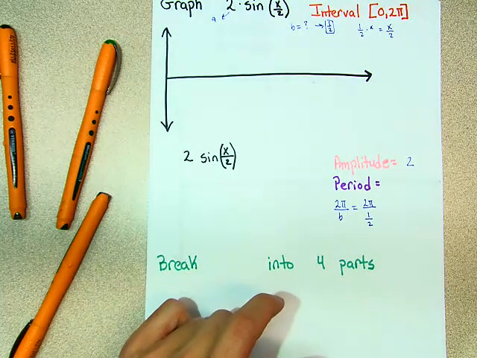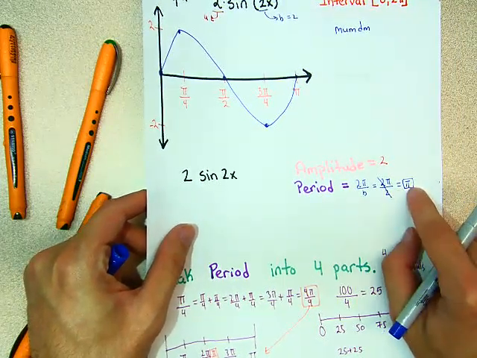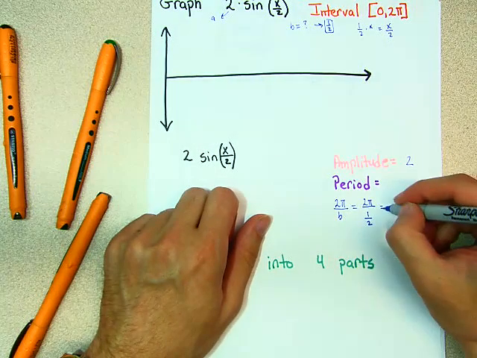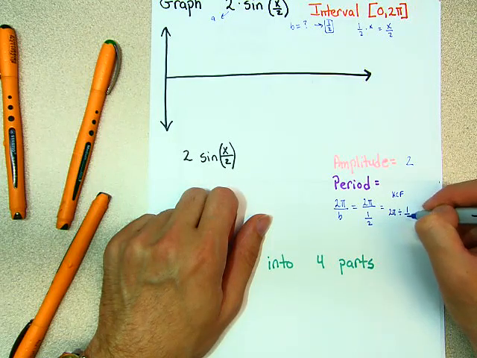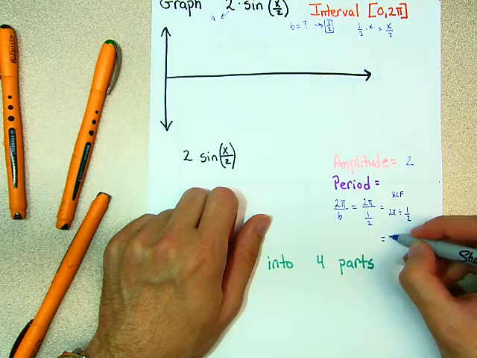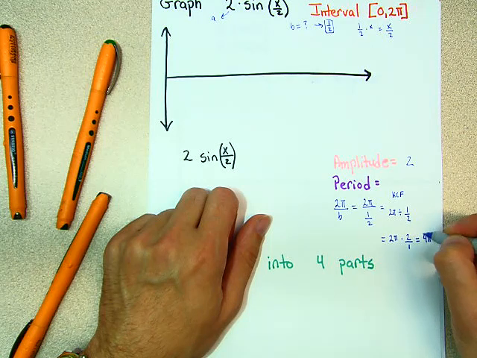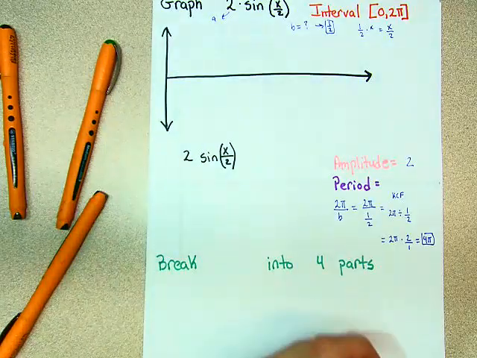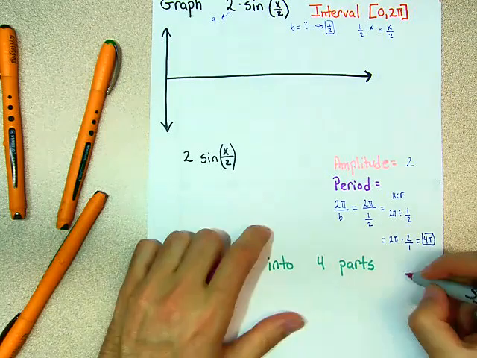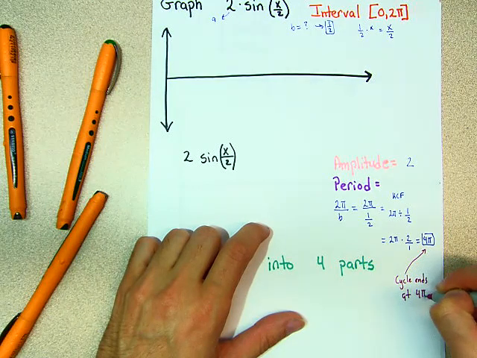Before, what was the period? It was pi, because we did 2 pi divided by 2, and the pi's canceled, so we got pi. But how do you evaluate this? Well, you just do your keep, change, flip. So we have 2 pi divided by 1/2, but that's equal to 2 pi times 2 over 1, which equals 4 pi. Okay? So what does this 4 pi represent? It represents when the cycle ends. So here, the cycle ends at 4 pi.